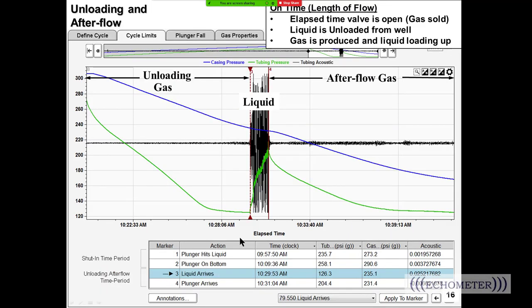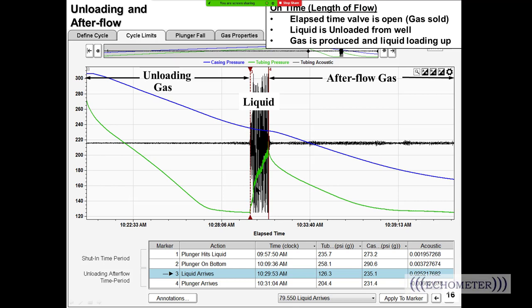Now this is the unloading portion of the cycle. The motor valve opens right here at B, and then the tubing pressure drops to line pressure right here. At this point, the line pressure would be when the liquid starts to arrive. Right here, it says the liquid starts to arrive at a tubing pressure of 126 psi, and the casing pressure has dropped down to about 235 psi. So that's a drop from almost 300 psi down to about 258. That's when the liquid starts being brought to surface, and all this black noise here is liquid going by the microphone of the gas gun attached to the lubricator. We're recording these signals at the surface of the well.